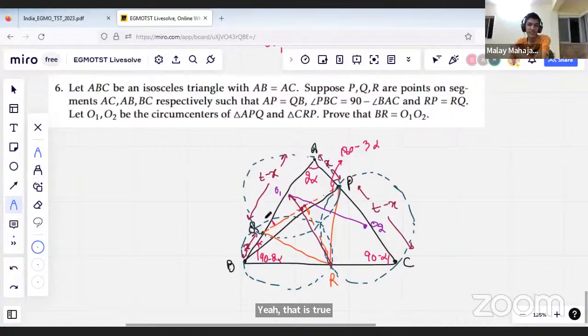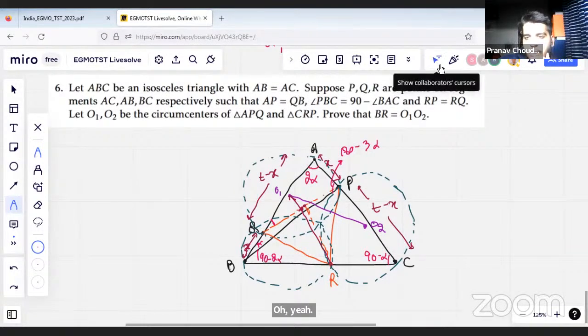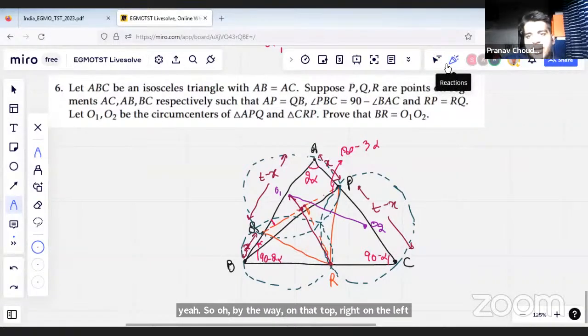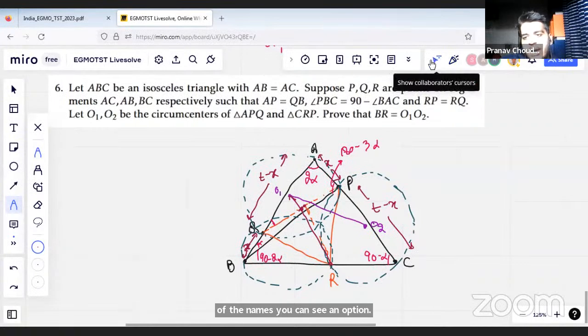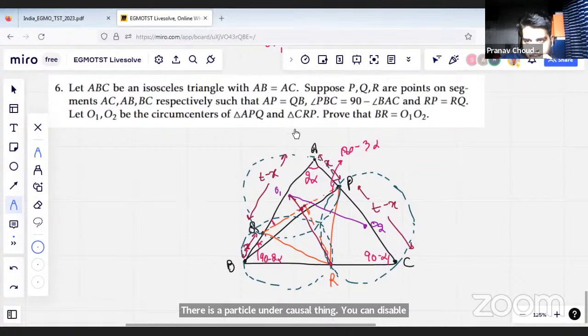Can you move your cursor? Yeah. Also, by the way, on the top right, on the left of the names, you can see an option. There is a party thing and a cursor thing. You can disable that. After that, you will not see anyone else's cursor. Look here, technically.